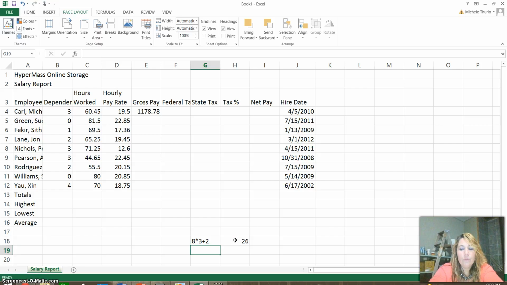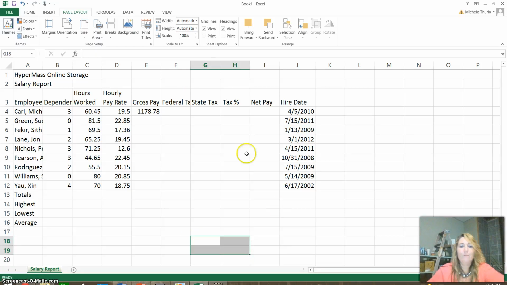But if I rewrote the formula so that it was 8 times and I put my 3 plus 2 in parentheses, I would then need to do my addition first because it was in parentheses. So here I would take my 3 plus 2, which is 5, and then my 5 times 8, which is going to give me the answer of 40. So you can see how the same numbers and the same multiplication and addition is going to give me different answers based on the order of operations.